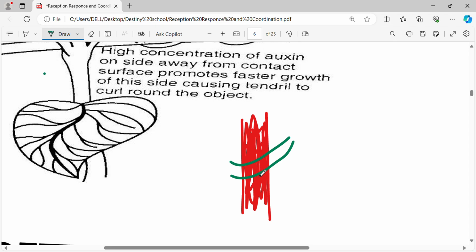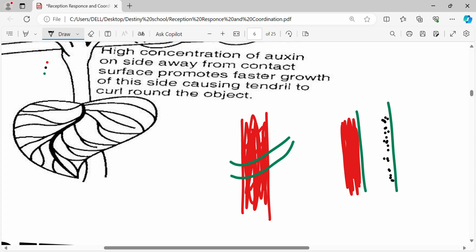Auxins are sensitive to contact or touch. So upon the contact or touch, as soon as auxins sense contact, let's say this is the plant, and the support is here at the side. As soon as the auxins sense that contact, what happens? They migrate to the other side. They normally migrate away from contact.